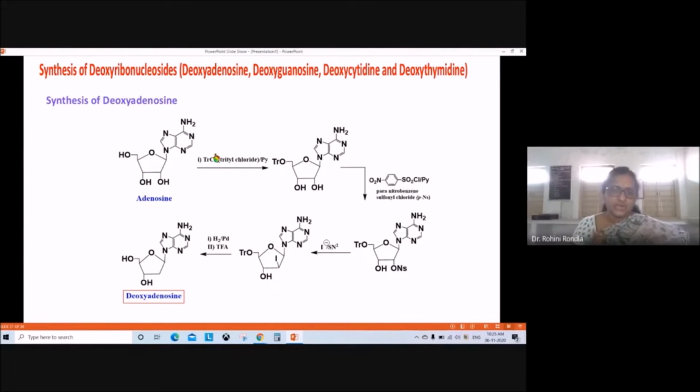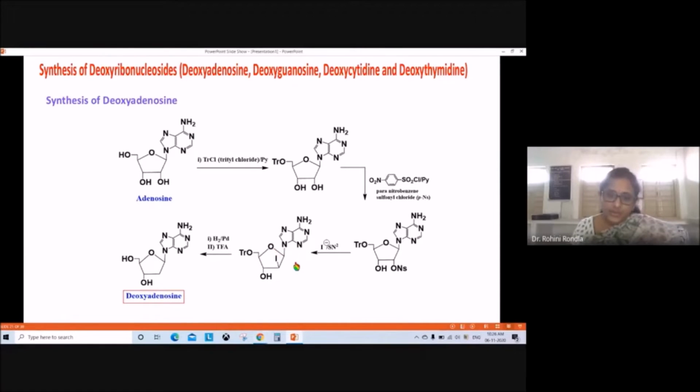So first, adenosine is treated with trityl chloride and trityl substituted adenosine is formed. Then it is treated with paranitrobenzene sulfonyl chloride. If you add this, the C2 OH group is converted into O-nosyl. Now what should we do? You should add sodium iodide or potassium iodide. Then an SN2 reaction takes place. For example, if you add potassium iodide, K plus I minus, the iodide acts as nucleophile. This iodide attacks at this position because ONs is a strong leaving group. So this iodide ion attacks on this C2 position, and we get C2 iodine substituted adenosine.